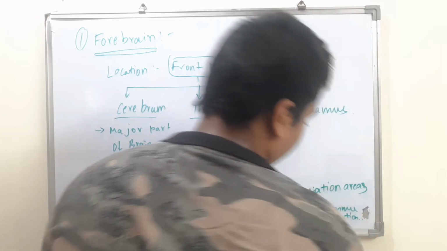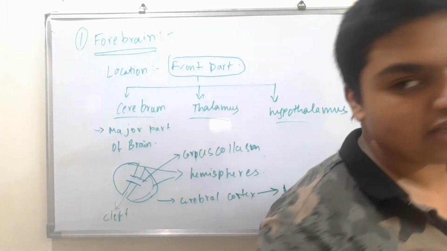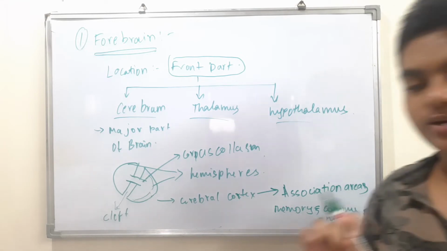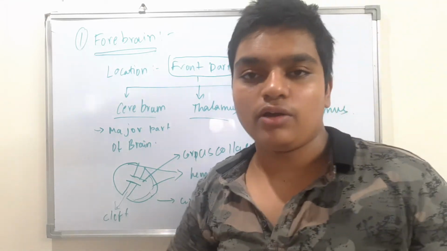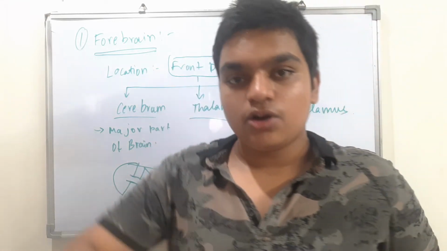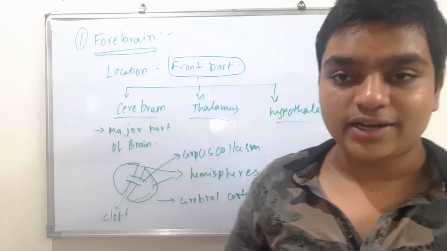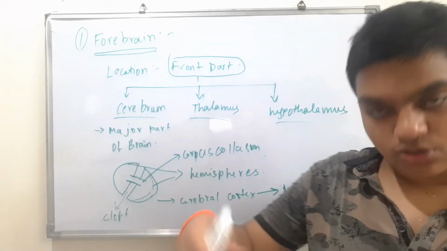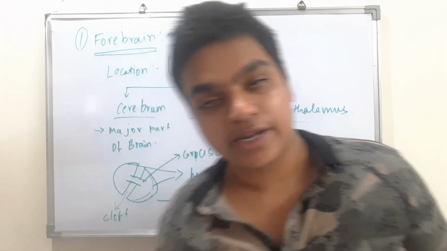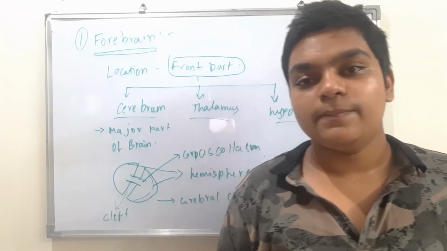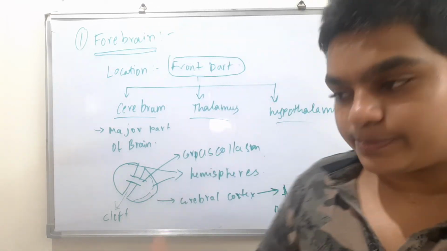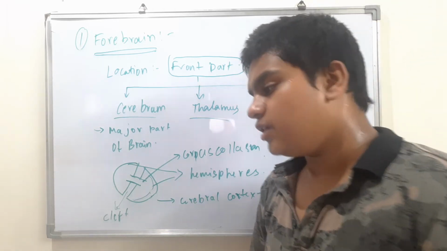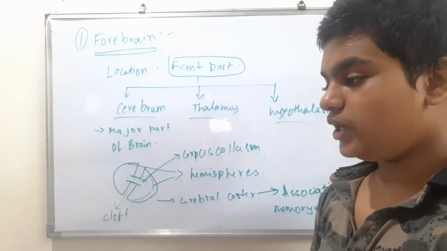Memory and communication. Association areas are responsible for memory and communication. They are neither involved in motor nor sensory functions, but they are called association areas, and they help in the memory and communication of the brain. Okay, got it?